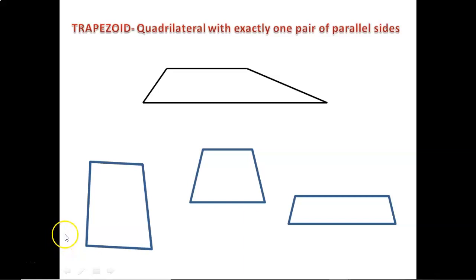All right, today we will cover trapezoids and isosceles trapezoids. A trapezoid is a quadrilateral with exactly one pair of parallel sides. So quadrilateral means four sides, and a trapezoid will always have one pair of parallel sides. So this base and this base would be parallel.